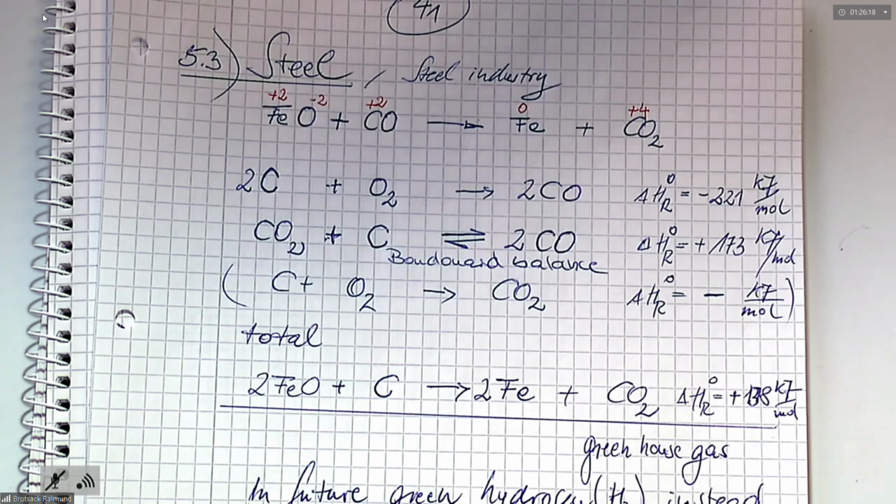And this is an interesting reaction, because this C is oxidized to form CO, because it turns from 0 to +2. And in the same way, this carbon is reduced from CO2 to CO, because here we have +4 and here we have +2. So this carbon takes 2 electrons from the other one, and they meet in the middle. It's +2. That is the Boudouard equilibrium.